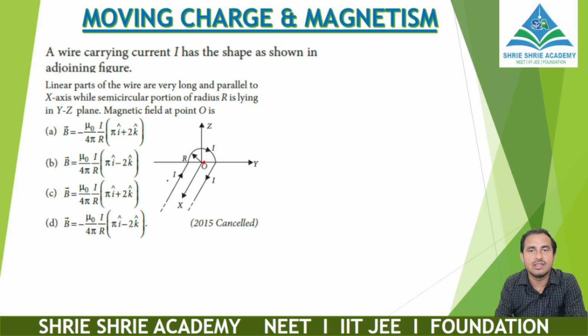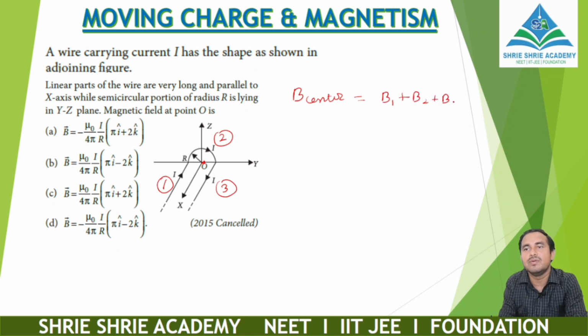So actually classify these things into 3 parts. This is the first part, second part, this is the third part. So the magnetic field at the center is equal to the magnetic field due to the first part, plus the magnetic field due to the second part, plus the magnetic field due to the third part. And the magnetic field due to the first part is equal to mu naught I by 4 pi R, because it is semi-infinite: one end is closed, one end is infinite. The distance from here to here is R.